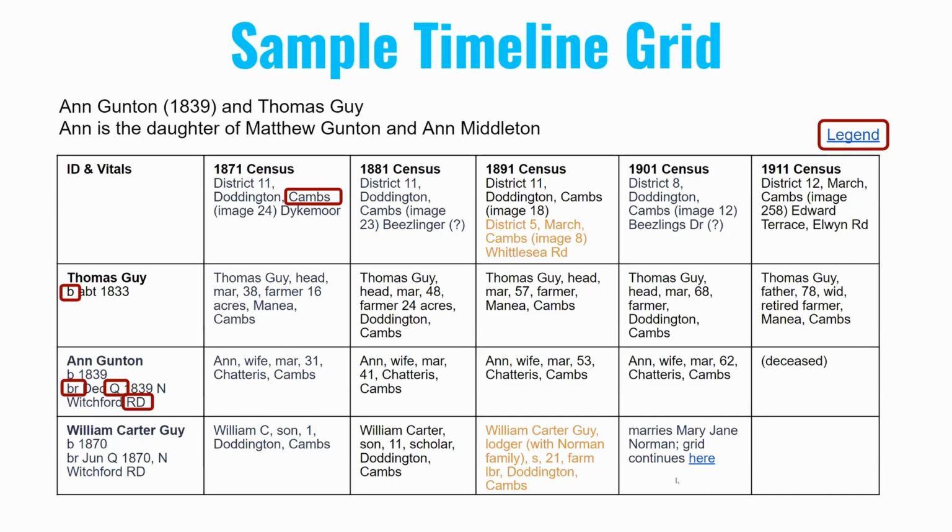I did want to point out something that some of you may have been wondering about as you saw these abbreviations. B is probably pretty obvious to everybody, standing for birth, but I chose to abbreviate Cambridgeshire using the standard English abbreviation of CAMS, just because it takes up less room. Honestly, if you wanted to spell it out, you'd totally be able to do that. BR is birth registration, Q is quarter, RD is registration district, and before you say, oh my goodness, I will never remember that, you don't have to, fortunately. So I created a legend and put it in the upper corner of the timeline grid template.